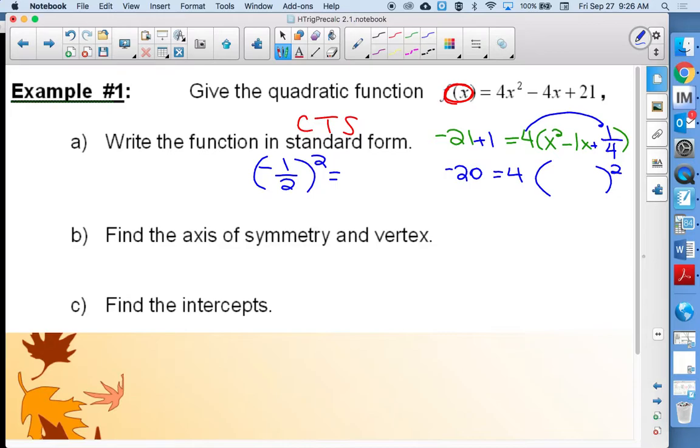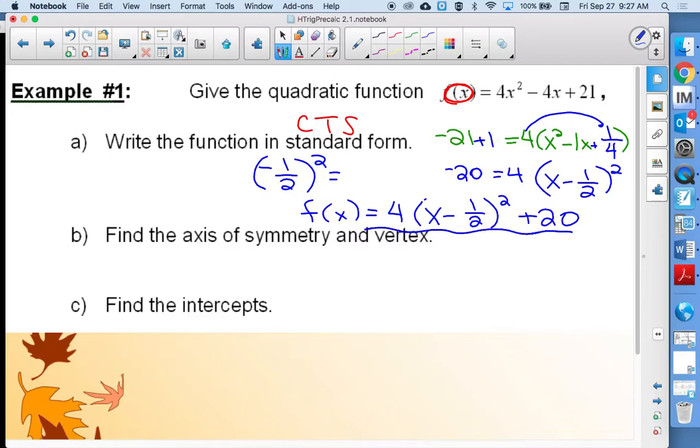And then how does it factor in parentheses? Hannah? x minus a half. So our goal is to get this into standard form. We're not doing anything else from this point besides just rewriting it. Standard form takes us back into that function form, so f of x. And then I need a times x minus h squared. Well, I have a, which is 4. x minus h squared is x minus 1/2. And then the negative 20 goes back on the other side.